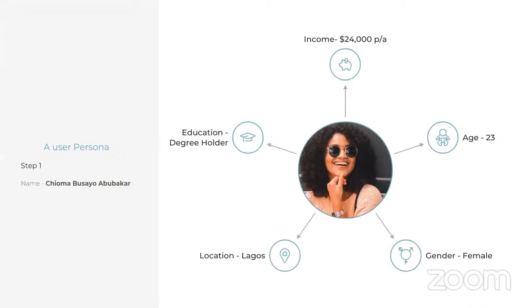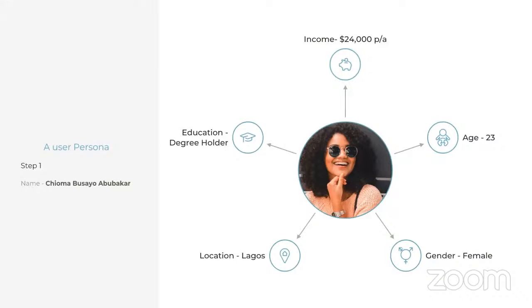So now this is an example of a user persona. So before I delve into this, when you are mapping your user journey, there are three things you really need to consider. Number one, it's your user persona. Then number two is your desired outcome. Then the third one is the steps taken to achieve this outcome. So now, if you can see my screen, this is a pictorial representation of what a user persona is here. So for instance, I have named my user persona Chioma Busayo Abubakar, from Nigeria, right?